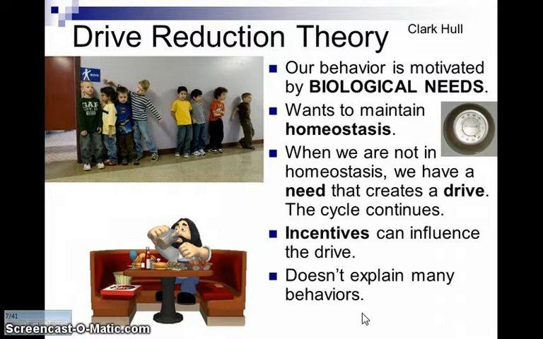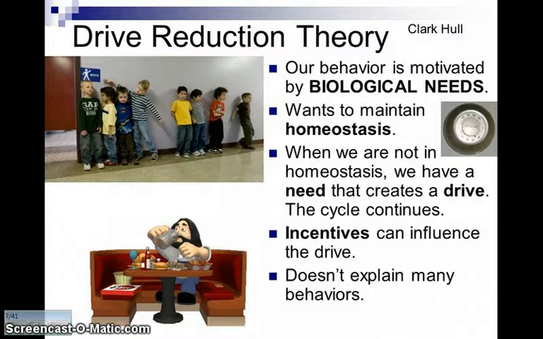Now, when you hear that word homeostasis, I want you to think of a thermostat, like you would have in your house. A thermostat tries to keep the temperature of your house at a certain level. And if your temperature goes just a little bit too low, then the heat kicks on and brings it back up to a certain point. Well, basically, that's what this theory is saying.